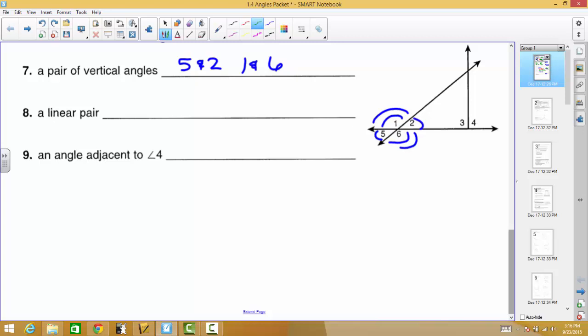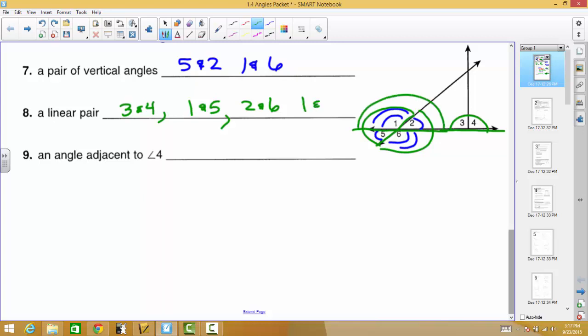A linear pair. If you draw a straight line, 3 and 4 form a linear pair. You could draw a straight line here. 1 and 5 form a linear pair. On the other side, 2 and 6 form a linear pair. If you draw the straight line here, 1 and 2 form a linear pair. And one more on this side, 5 and 6 also form a linear pair. So all of those pairs add up to give you 180 degrees.